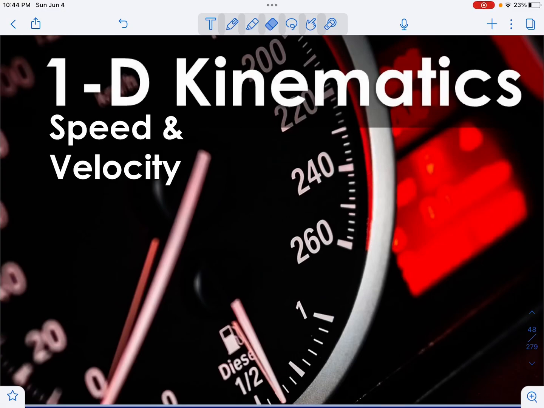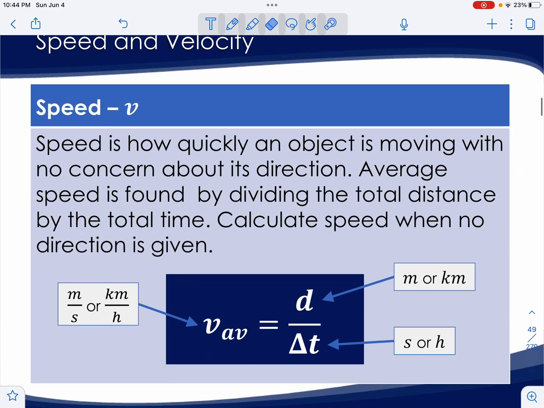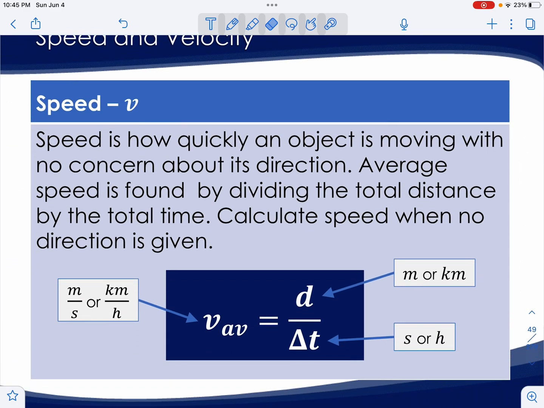Welcome to 1D kinematics, speed and velocity. In the last video, we kind of introduced these concepts, and now we're going to go into them in more depth, including their equations. So we're going to start off with speed.